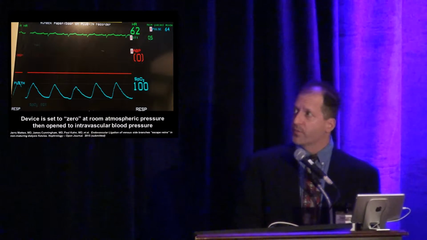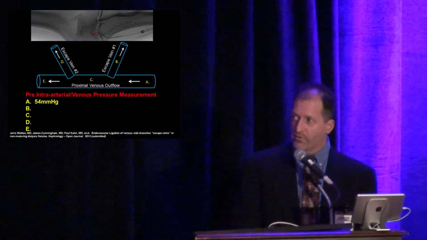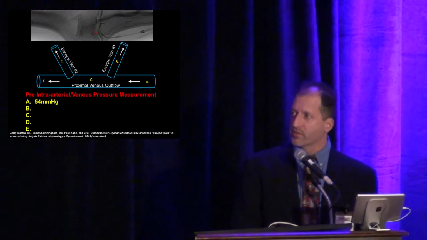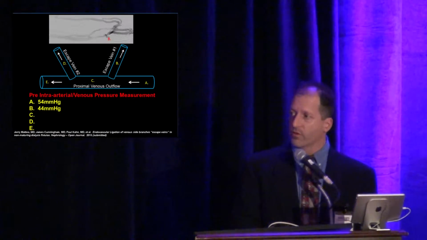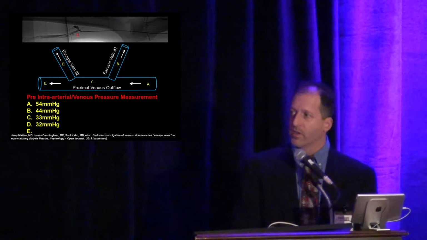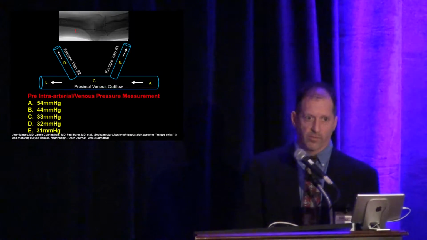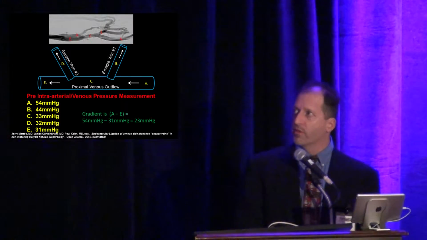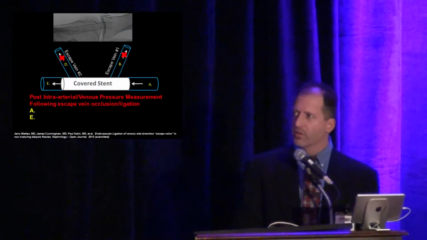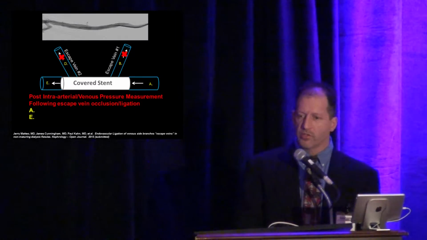So in this particular case, A, proximal, was 54. We actually got into some of these escape veins, 44, 33, 32, and then distal to the escape veins along the venous outflow is 31. So the gradient is really A minus E, which is 54 minus 31, which is 23, which is greater than 5. So we treated this particular one with a stent graft. As you can see, the escape veins are excluded. And we took a measurement of proximal, distal, 32 minus 32 is 0.